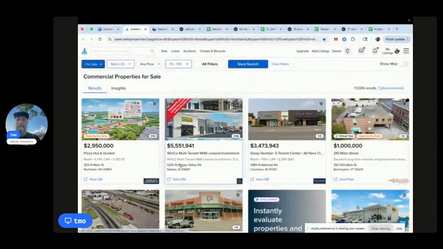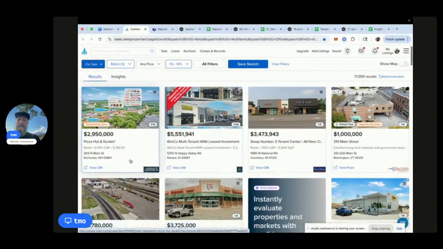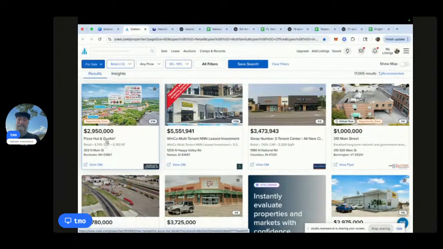So if this property right here, this Pizza Hut and Dunkin' Donuts, was an 8 cap, it's going to be worth a lot less, like $2 million. If it was a 5 cap, it's going to be worth like $3.5 million, something like that. Right now at a 6.74 cap, it's worth $2.9 million. And the market is valuing that asset not based on what the building costs to buy or what the land costs to buy, but on the cash flow that property produces. So that's that relational value.